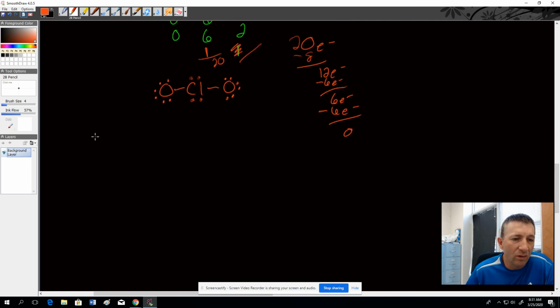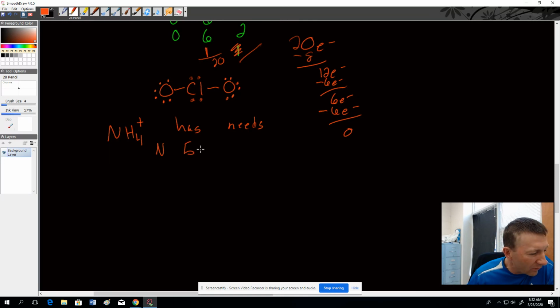Let me do another one for you. Let me do NH4 with a positive charge. That's an ammonium ion. So we've got how many it has, how many it needs. We've got nitrogen. Nitrogen has 5, so that means it's going to need 3 more. Hydrogen 1 and 1, hydrogen 1 and 1, hydrogen 1 and 1, and another hydrogen is 1 and 1.